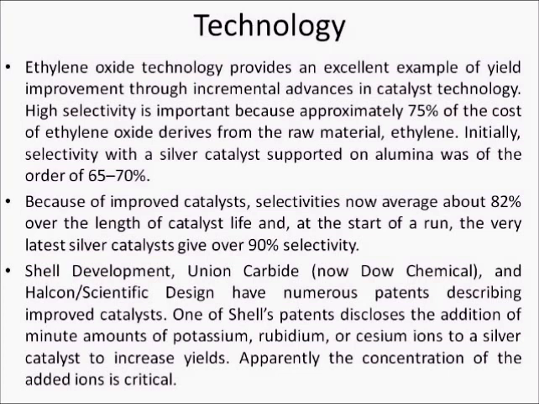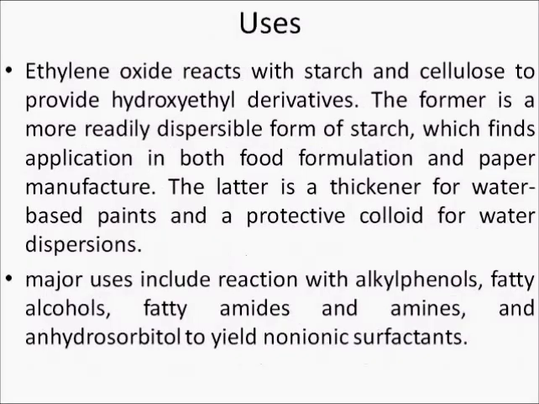But with improved catalysts, selectivity increased to over 90% with 82% as average selectivity. Shell, Dow Chemical, and Halcon have patents for this technology. Addition of minute amounts of potassium, rubidium, or cesium ions to the silver catalyst increases yields according to a patent by Shell. Ethylene oxide and starch or cellulose react to form hydroxyethyl derivatives, which are a thickener for water-based paints and a protective colloid for water dispersions.